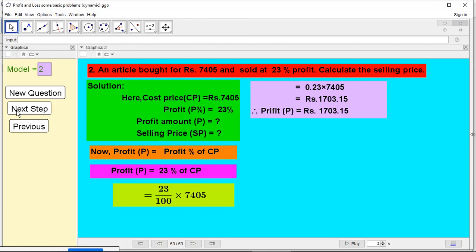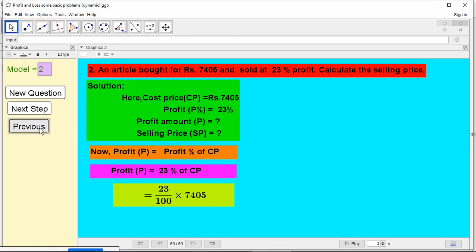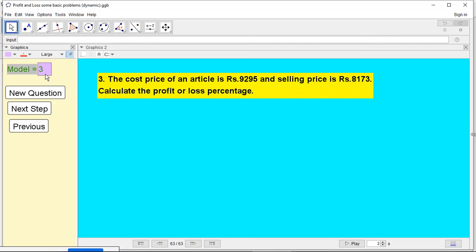What is the profit amount? 1703, in the way that we have discussed many times. Selling price 9108.15. Thank you very much, dear students. Now I set the next type of questions here. You need to find the profit percent or loss percent. Now can we move to the next, dear students? Akriti, thank you. Prajwal, thank you. Amisha, thank you. You are right. Now, let me go to the next questions, dear students. Model number 3.